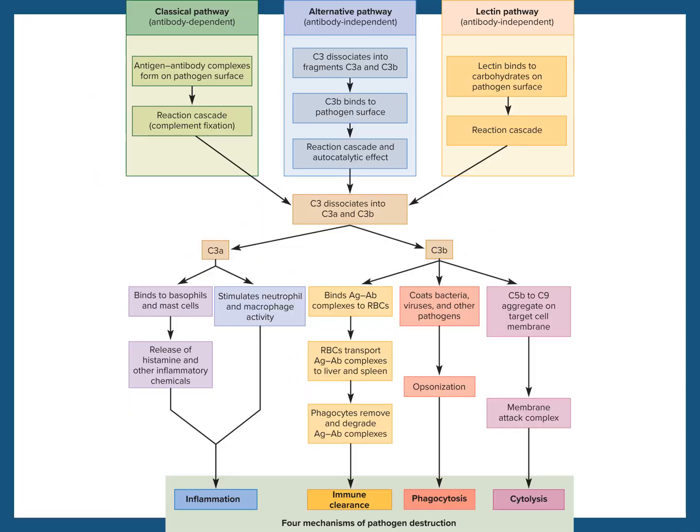So here we have a diagram, and as I said, it's very complicated. But if we look at this, there are 3 different pathways. So the classical pathway requires an antibody to get started. Thus, it is part of the adaptive immunity. When the antibody binds to an antigen on the surface of the microbe, it changes shape. And when it changes shape, it will expose a pair of complement binding sites. Complement C1 will bind to these sites, and that sets off a cascade reaction.